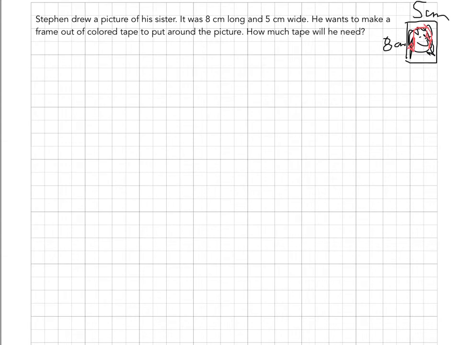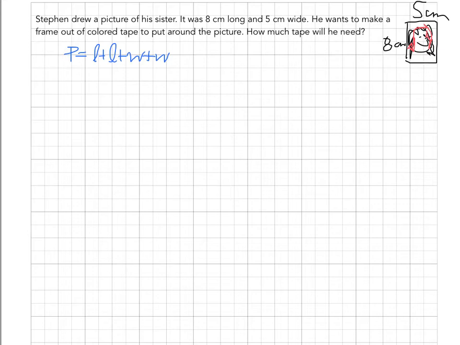So when we think about that, we also have to think about a frame. And we talk about put around the picture. So a frame goes around. So what kind of measurement are we looking for? Yep, we're looking for perimeter. So if we think about what perimeter is, and I'm just going to write it here, perimeter equals length plus length plus width plus width. Now, what we have to do is start punching in those numbers.